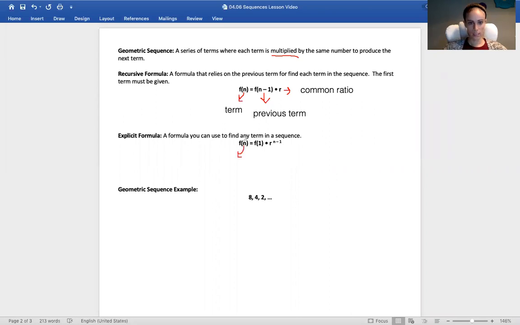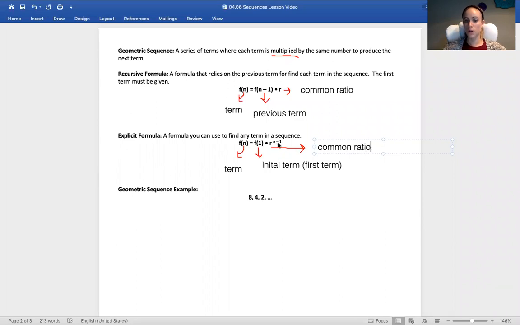So our n continues to represent our term. Our f of 1 is our first term in the sequence. We always need to know that initial value. So initial term, first term, okay? And then this time it's multiplication because it's geometric. r continues to be our common ratio.